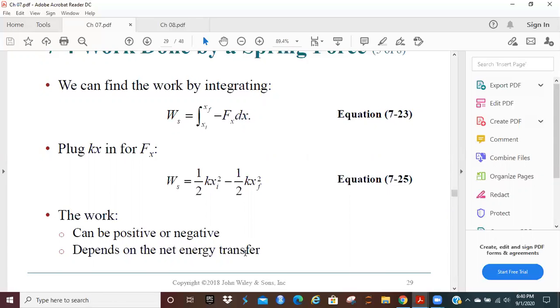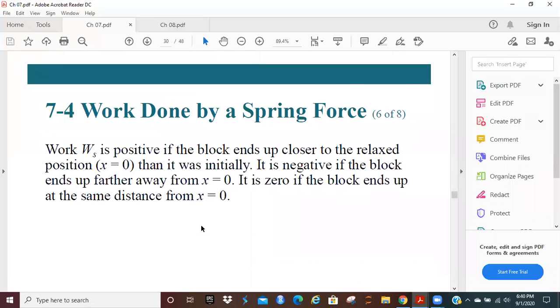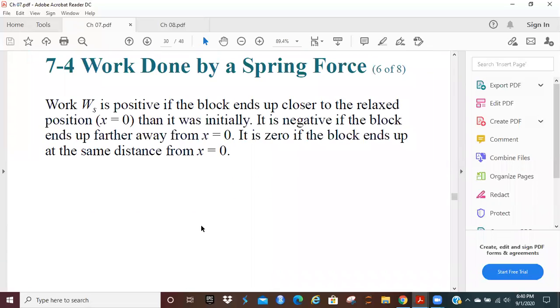The work here can be positive or negative, and it just depends on how the energy is transferred. So the spring force work is positive if the block ends up closer to the relaxed position than it was initially. It's going to be considered negative if the block ends up further away. And it's 0 if the block ends up the same distance from x equals 0.